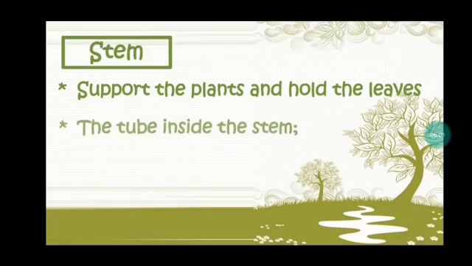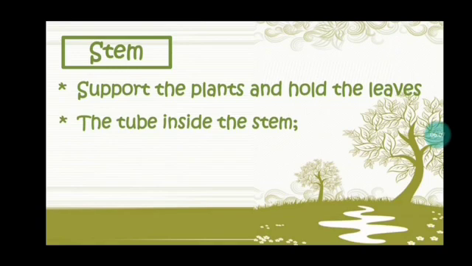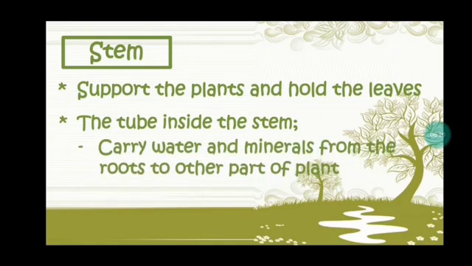And then in the stem there are tubes inside that have functions. The first is to carry water and minerals from the roots to other parts of the plant. So the tube inside the stem has the function to carry water and mineral from the root, dari akar, to the parts of the plant. Okay, we say that the tube is xylem. So maybe in 5th grade I will explain to you about xylem. This is the kind of tube inside the stem whose function is to carry water and mineral from the root to the parts of the plant.